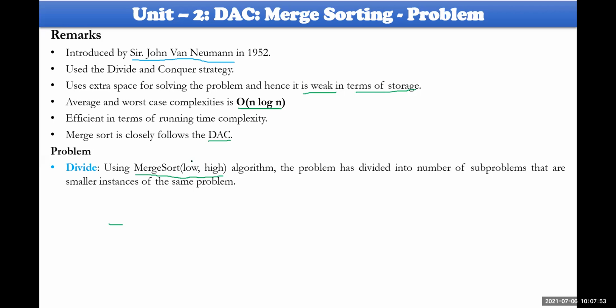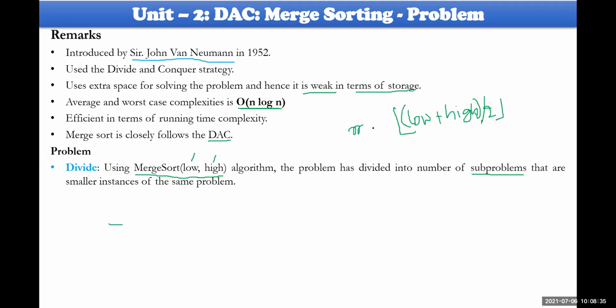We take two different types of elements as input for merge sort, and the list of elements will be a global variable. Based on low and high, we divide the given list of elements into many subproblems. How can the problem be divided into subproblems? This is the formula we have to follow: mid equals the floor of (low plus high) divided by 2.